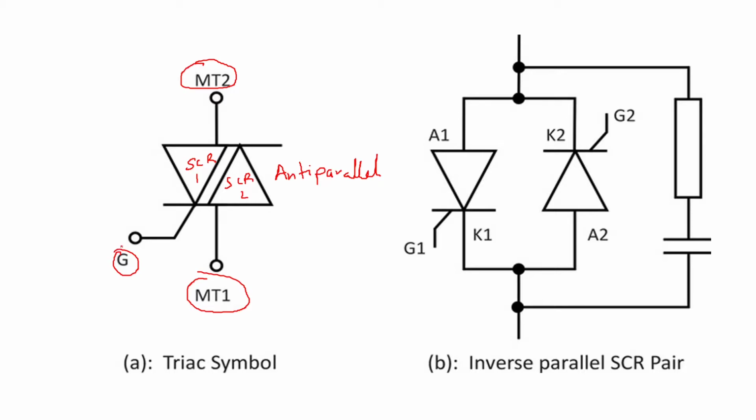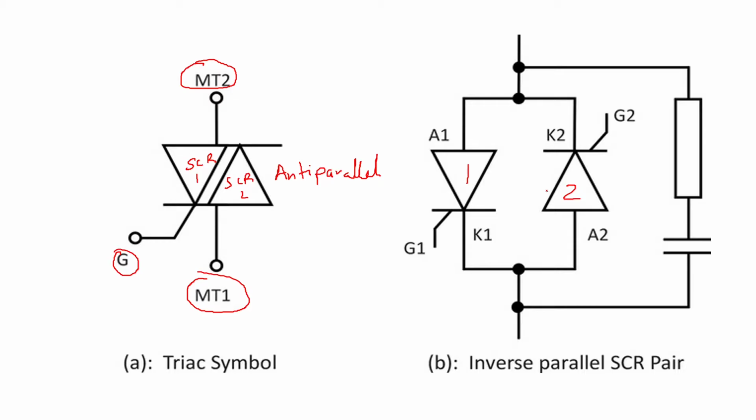Okay, so here you can see the diagram again, inverse parallel of SCR pair as we have shown here. So here you can see one SCR1 is here, and then you have another SCR. So this is one SCR, this is the second SCR. So both are in anti-parallel, and the common triac symbol is shown in figure A.